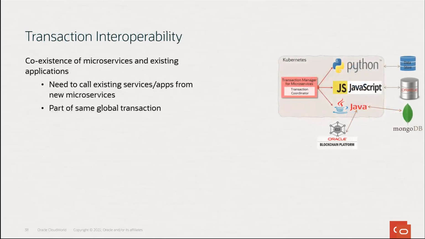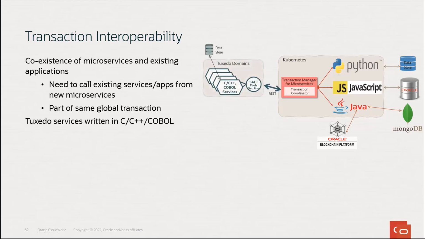So a little bit about transaction interoperability. We support running in an existing environment. So we're assuming you're going to deploy into Kubernetes, talking to various data stores. And as well, in the Java world, we provide an XA resource for the Oracle Blockchain Platform. So Oracle Blockchain Platform transactions can be included as part of an XA global transaction. As I mentioned, these services that you call will automatically get enlisted and they become part of the same global transaction.